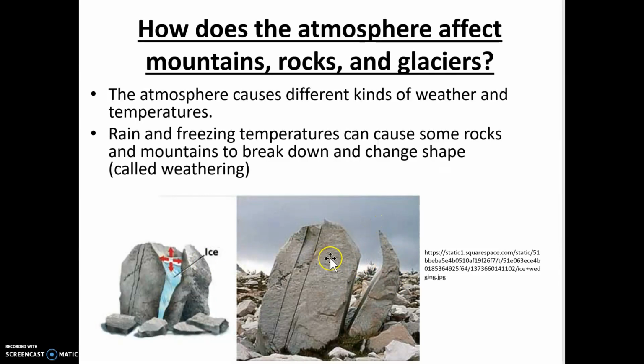This actually, if you repeat this process over and over, it can actually change the surface of the Earth and create new landforms, which ultimately affects the habitats.